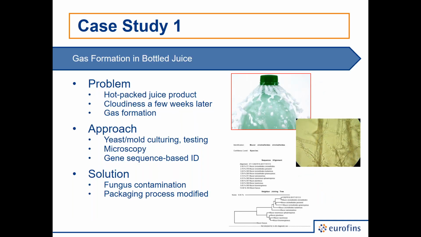Our first one is gas formation in a bottled juice. So we had a hot pad juice product. It's getting cloudy. Gas is forming, bloating. Pretty straightforward. We cultured it, incubated it, did gene sequence-based ID, and there was a microbial contamination, which we identified by 16S speciation.